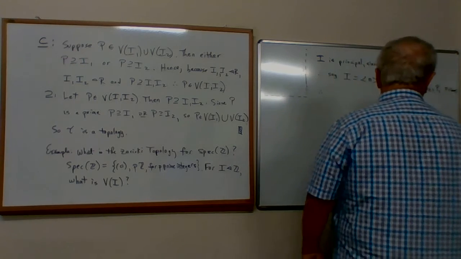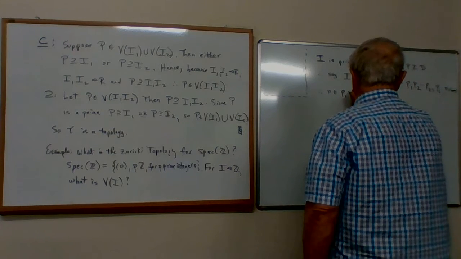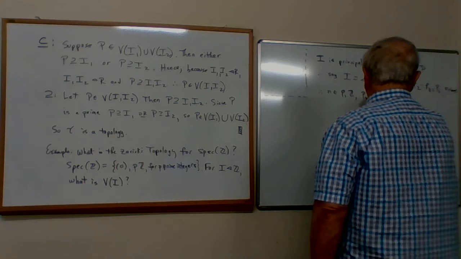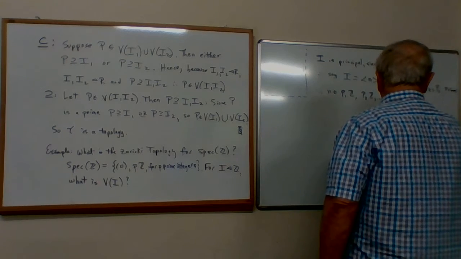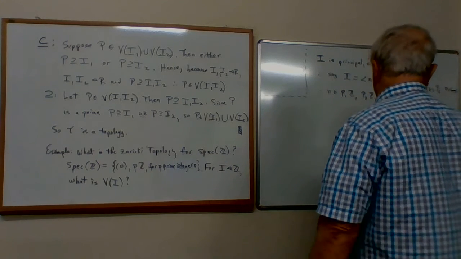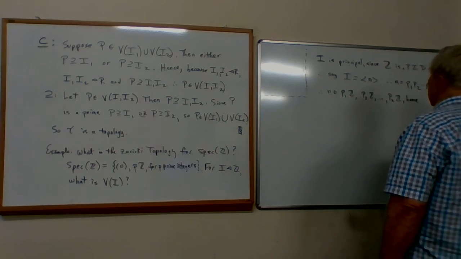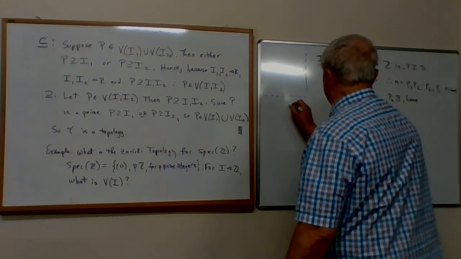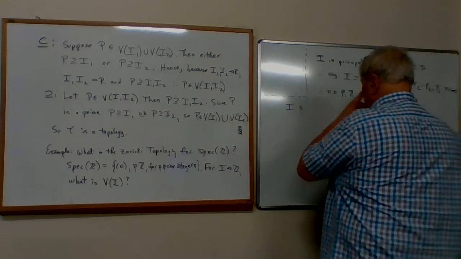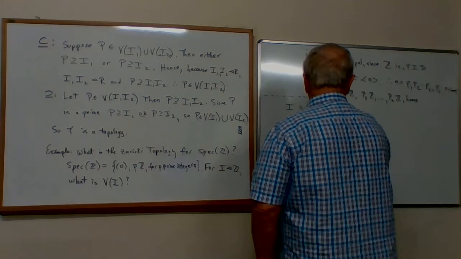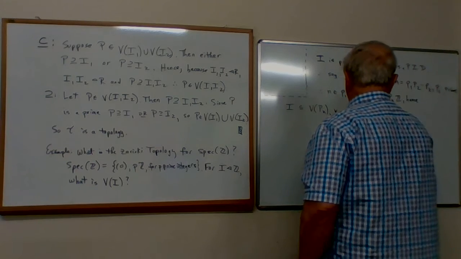Therefore, n is in p1Z, p2Z, and in pkZ; n is in all of those. Hence, I is a subset of V of pk for all k.